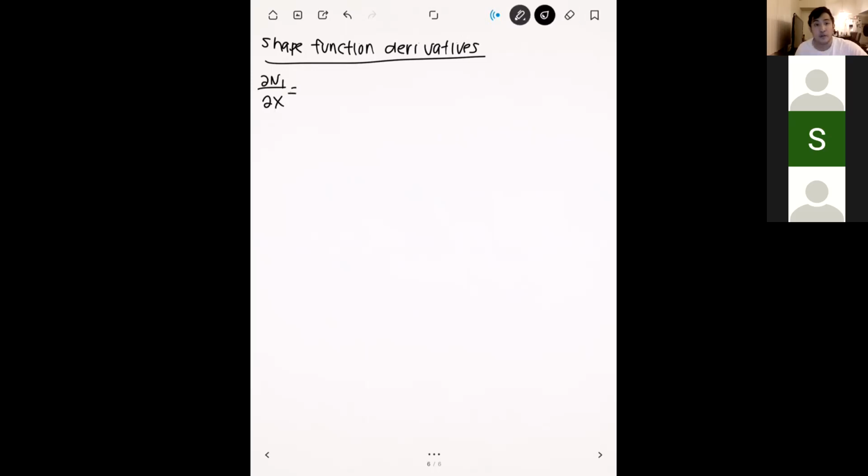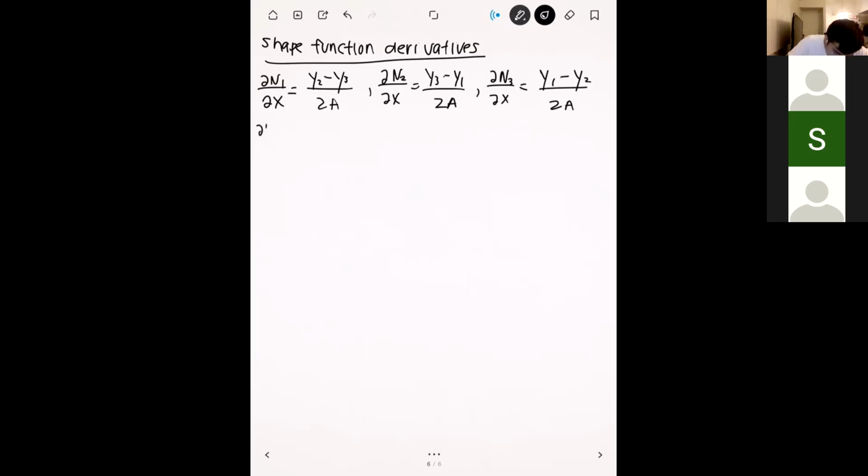If we take the derivative of n1 with respect to x, then we get y2 minus y3, all divided by 2a. Then we also have partial n2, partial x, and this gives us y3 minus y1 all over 2a. And finally, we have partial n3, partial x, so this is y1 minus y2 all over 2a. Right. So that's all the x derivatives, and now we can do the y derivatives.